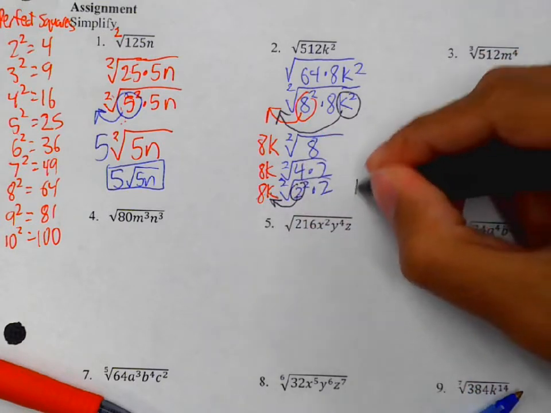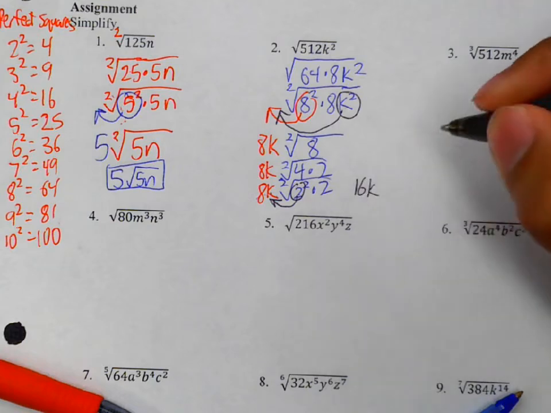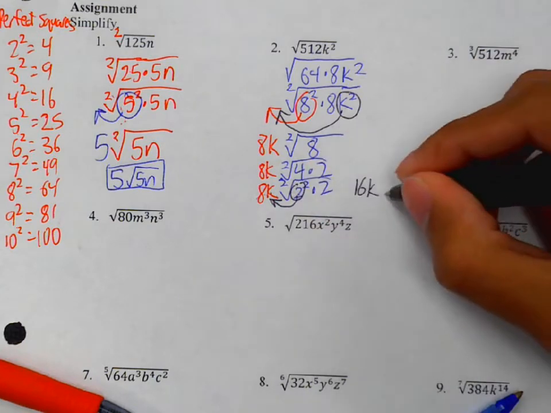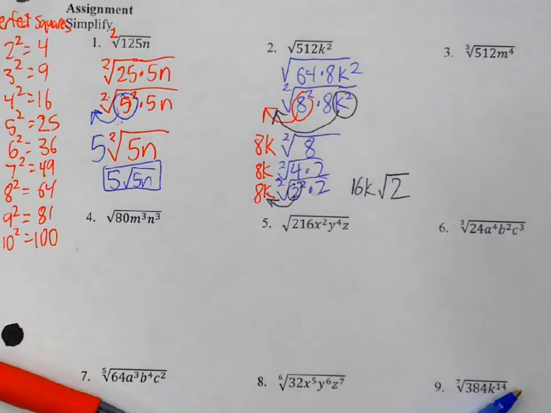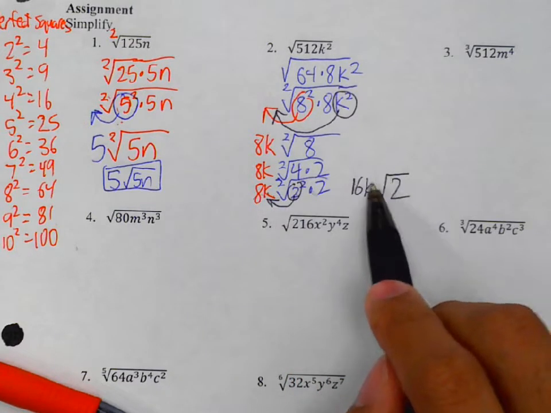So 16k as the coefficient on the outside, and then we have the square root of just the 2 left over on the inside. And again, the index of 2 we don't really need to write.